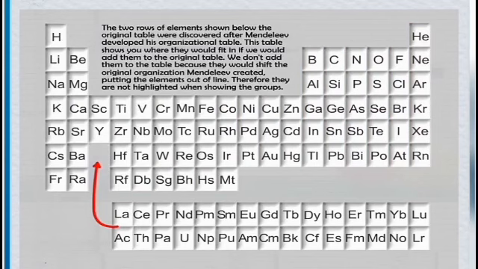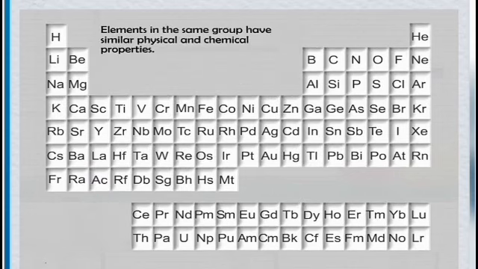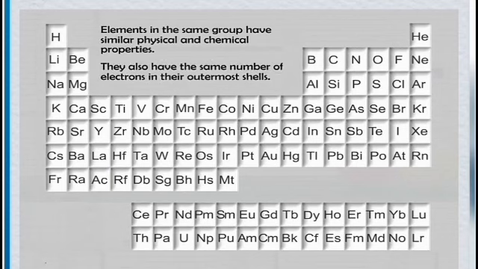The 2 rows of elements shown below the original table were discovered after Mendeleev developed his original organizational table. This table shows you where they would fit in if we would add them to the original table. We don't add them to the table because they would shift the original organization Mendeleev created, putting the elements out of line. Therefore, they are not highlighted when showing the groups. Elements in the same group have similar physical and chemical properties. They also have the same number of electrons in their outermost shells.